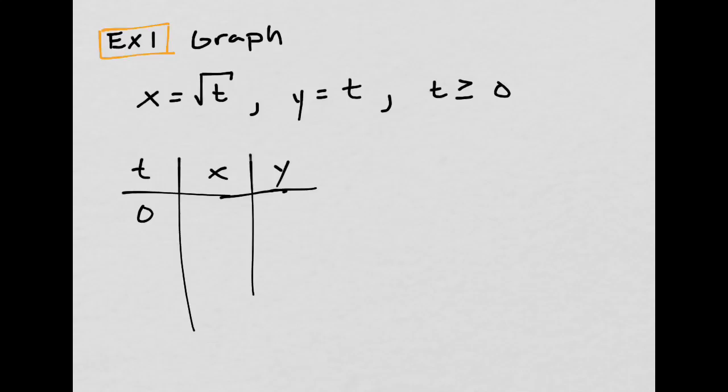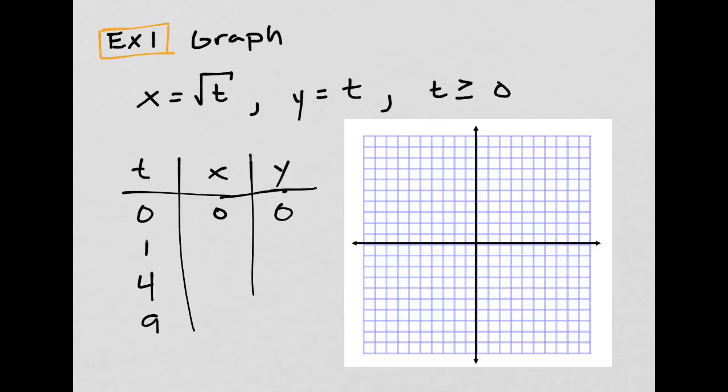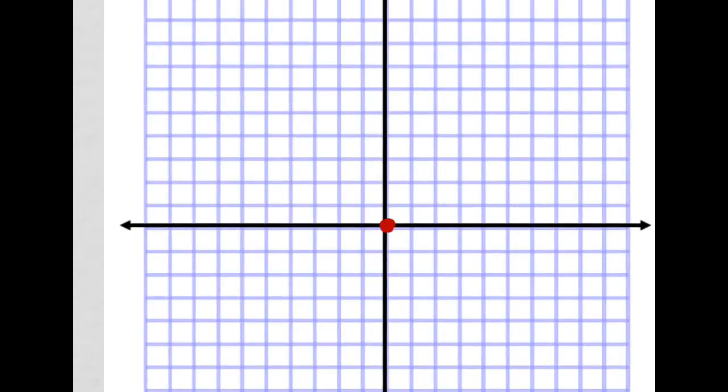I'm just going to do 0, 1, 2, 3. Actually no. I have a square root, so I'm going to do perfect squares: 0, 1, 4, and 9. Just so I can deal with that easily. So if I plug in 0, I get just 0 for x and 0 for y. And then maybe I'll plot it at the same time. So there we go. That's 0, 0. I would do it in red. And then I plug in 1, and I get 1 and 1. Okay, fair enough.